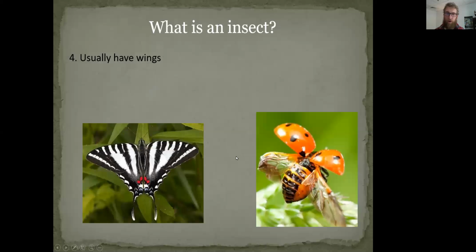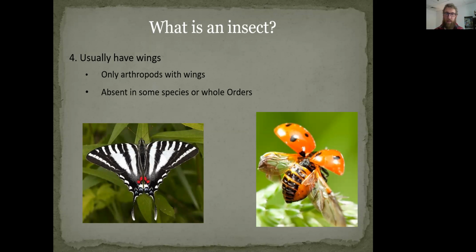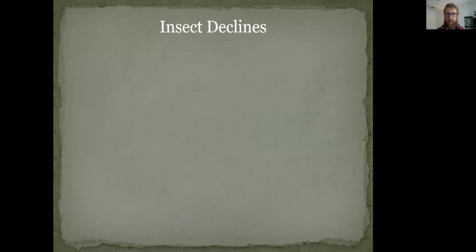They usually also have wings. They're the only arthropods with wings. So if you ever see an invertebrate with wings, it's got to be an insect. Now, some orders don't have them, and some individuals don't have them. So it is not guaranteed, but if they have it, it's an insect.